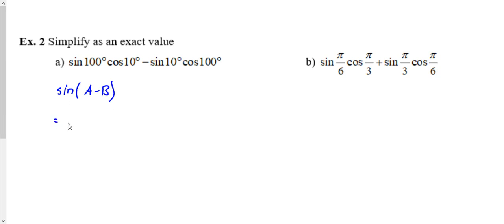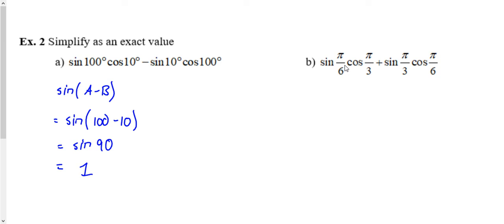So I'm just going to quickly fill in my a and b. This is the same thing as sine 100 because that's the first number, minus 10. That should be our second number. That's going to be a and b. So here this is the same thing as looking for sine 90. And of course, if you can evaluate sine 90, that's the same thing as saying 1.